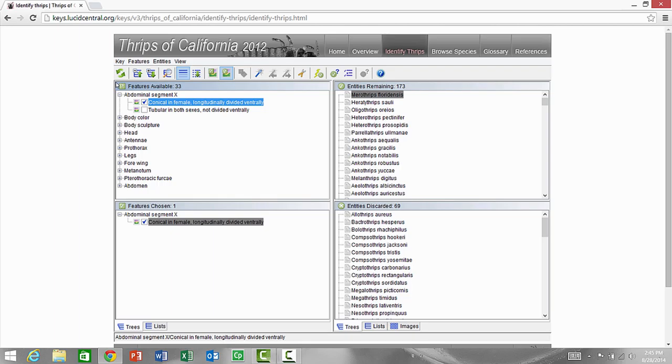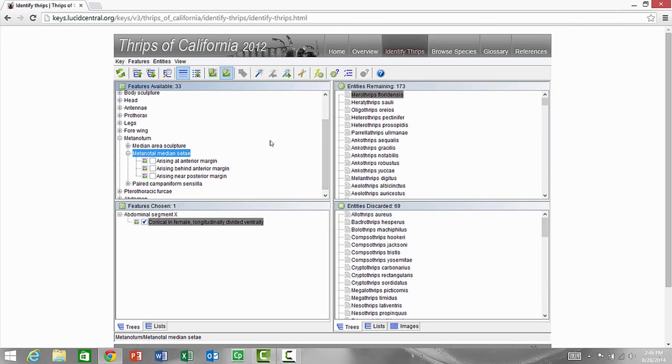When I do that, you can see that we have species, called entities, remaining: 173. And in this lower right box, we have entities discarded: 69. And down in the lower left box, it has features chosen, and we've chosen one so far. For this species, I'll probably just go through and choose the best character, so I'm clicking on that. But if for some reason you can't make a decision on that character, you could always go to the next best character. But in this case, it's chosen metanotal median setae. So I'm going to move the specimen to the metanotum.